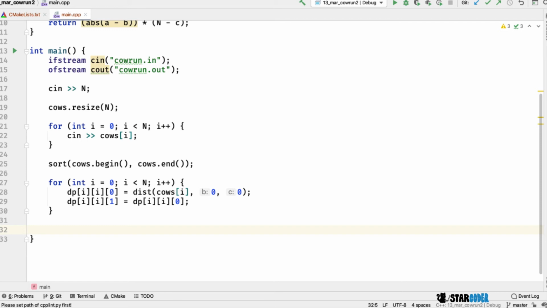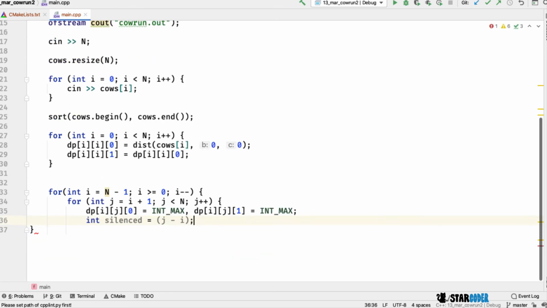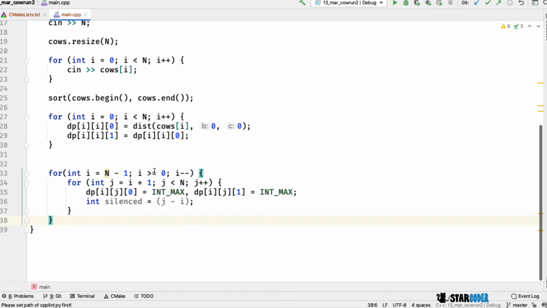The next thing we're going to do is set up i and j. Again, i and j are going to be our ranges. i is going to be the current starting location, and j is going to be the current ending location, so they're going to be the two sides. We're going to start with a size of just 1, and then gradually move greater and greater. We're going to start by setting up our values as the maximum value. And then the value of silenced is just going to be j minus i. We're going to assume j is not inclusive.